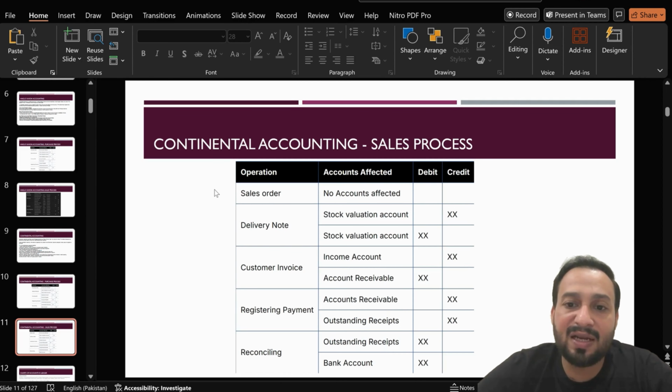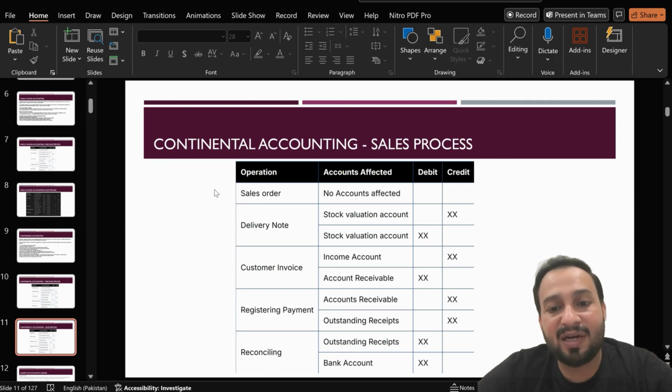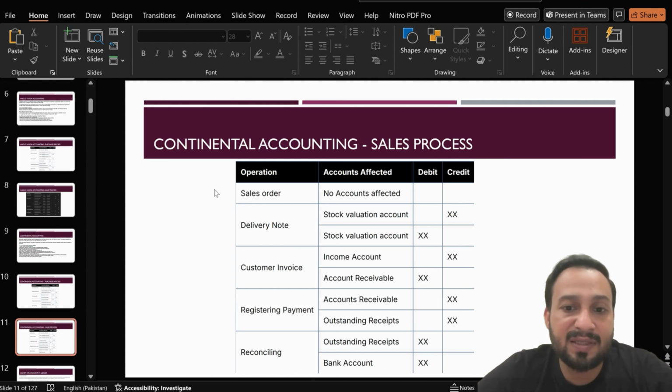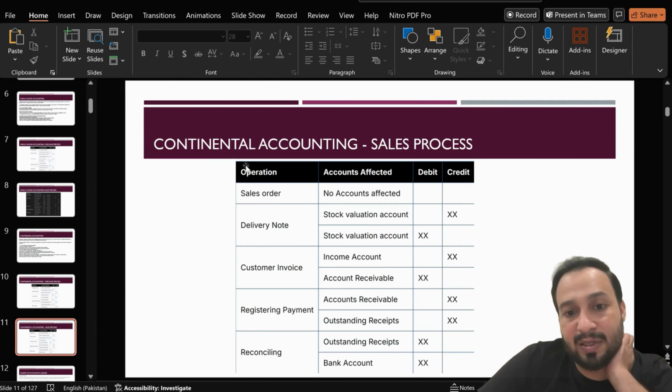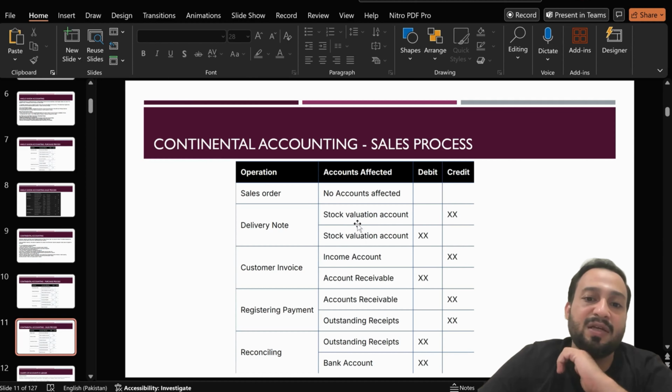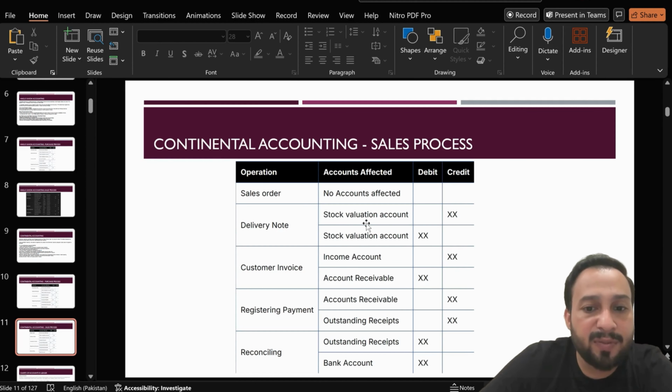So one account will increase and one account will decrease, and it will show a credit and a debit transaction at that time. But here in this table, you can see there is a typo in both lines. The table is showing the stock valuation account.